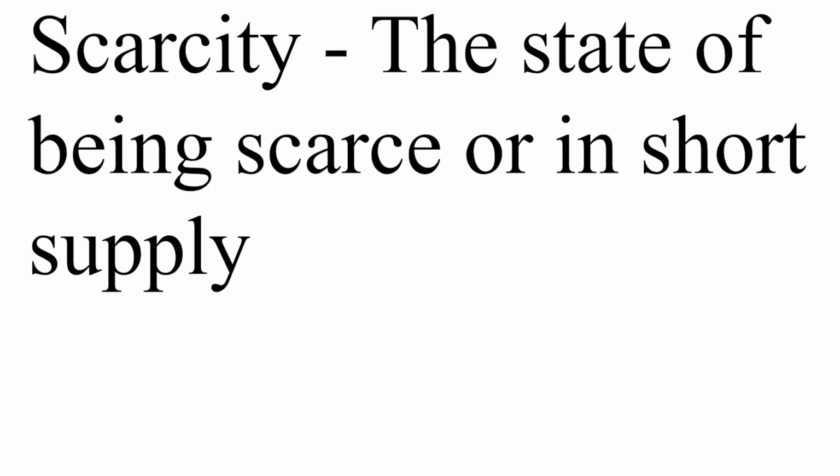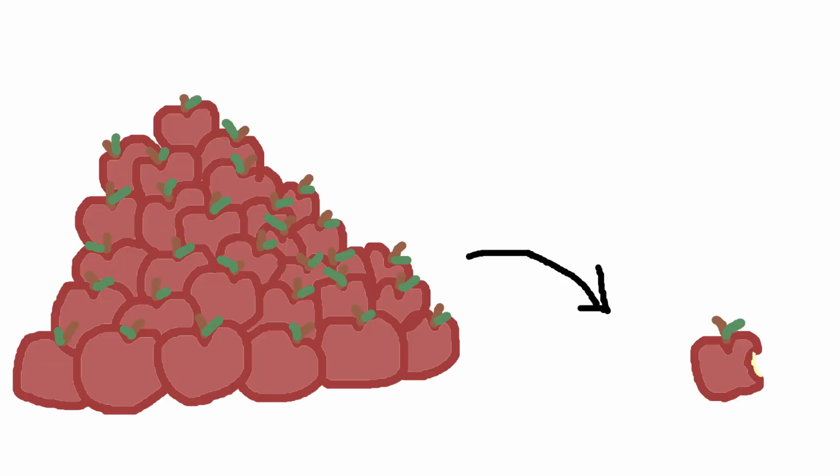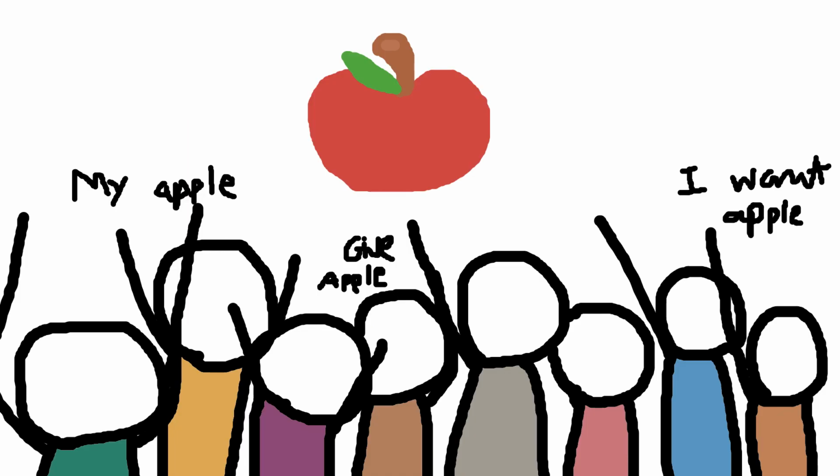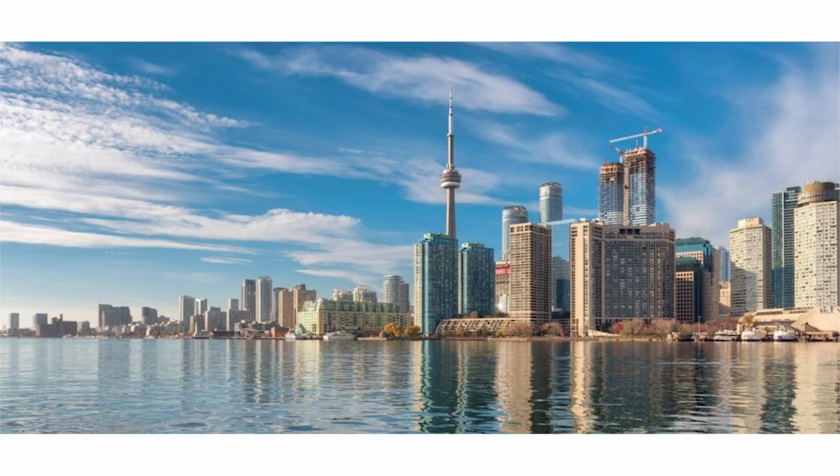The dictionary defines scarcity as the state of being scarce or in short supply. Since everyone now wants apples, apples are in short supply, making them scarce. Now that the supply of apples is low but the demand is high, the price goes up. But how does all of this affect society?